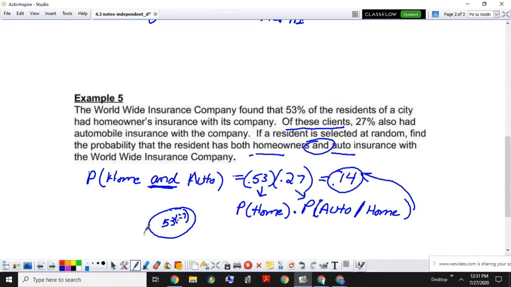So in a room of 100 people, you ask how many have homeowners insurance with us, and 53 people stand up. Now you have 53 people. Inside of that 53, 27% of them also have auto. So when you ask, of the people that are standing, who has auto also, 14 people stay standing.